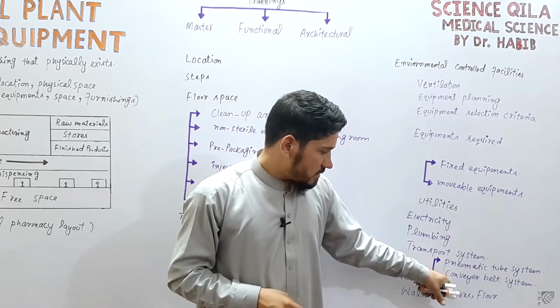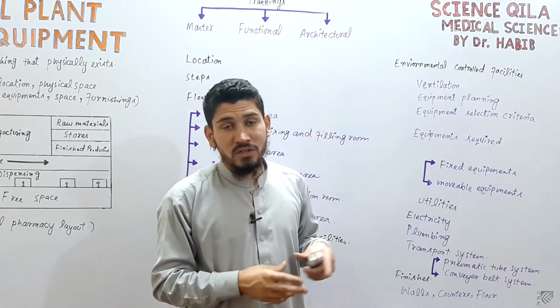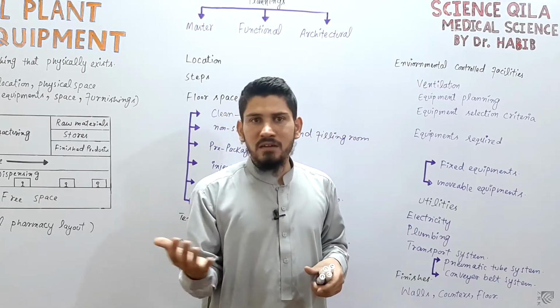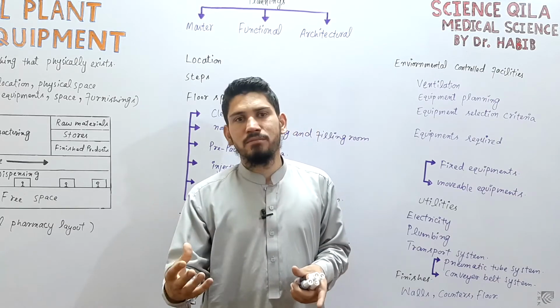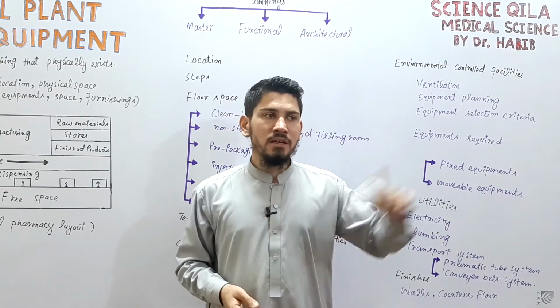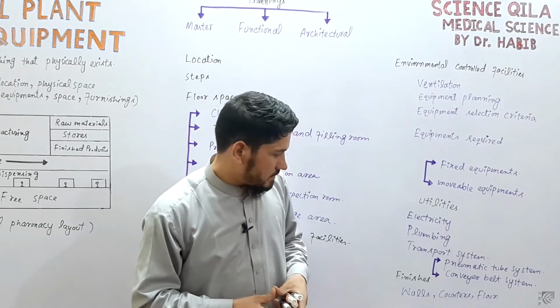The second system is the conveyor belt system for the transportation. So the belts, they are moving, and along the belts the containers move, and then inside the containers the products reach the desired destinations.